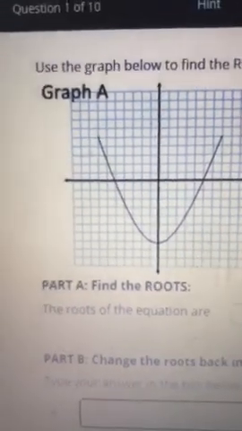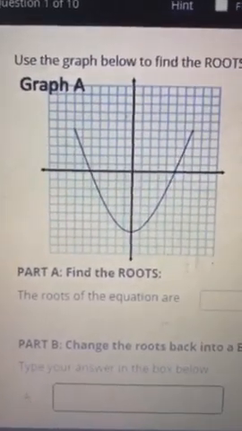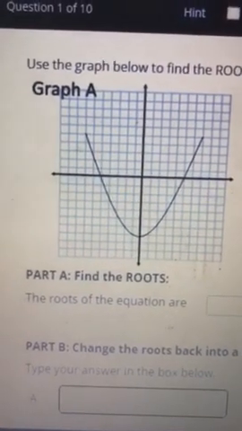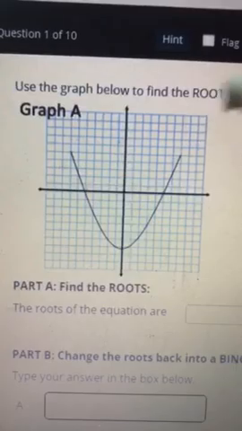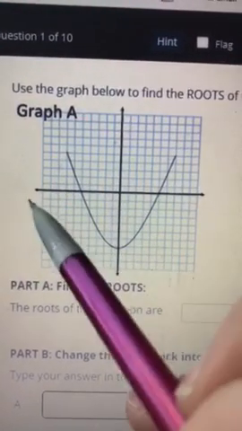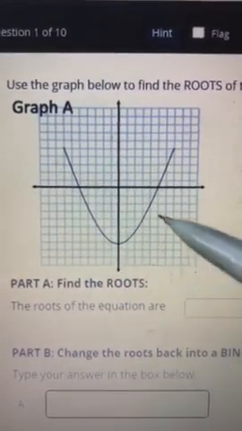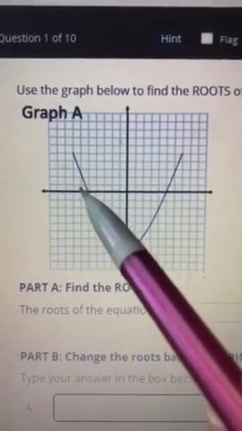So for the roots, we need to look at the graph. So here's the graph for the first problem. The roots are what we call the x-intercept, which is where our line crosses the x-axis. The x-axis is the horizontal line on the graph. So it crosses in two spots.